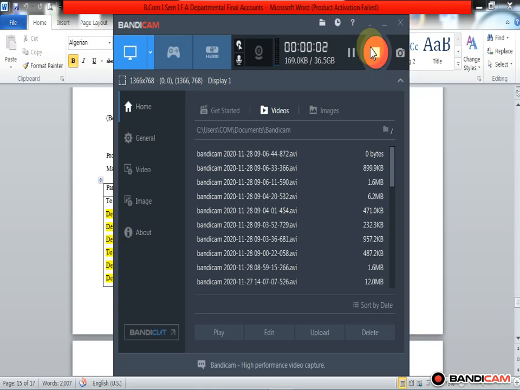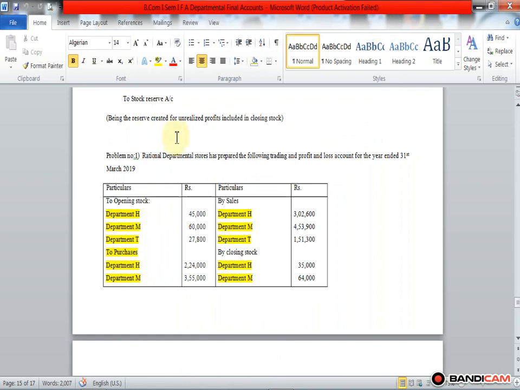Hello students, in our previous lecture we studied the interdepartmental transfer. In interdepartmental transfer we studied the transfer value, entries for transfer, and stock reserve, and discussed one problem on departmental final account. In today's lecture we are going to solve this problem, so again we revise the problem.